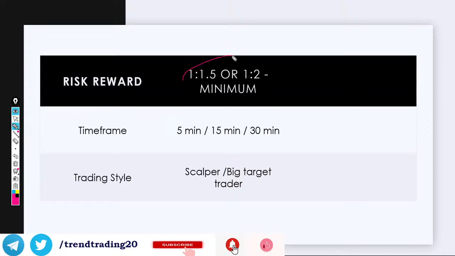Now what is risk reward? Whatever trade you are taking, you need to ask yourself two questions. What is your stop loss location and how much is your risk reward? These are the two questions you need to ask before taking any single trade in any single trading session. What I personally follow is a minimum risk reward of 1 is to 1.5 to 1 is to 2.